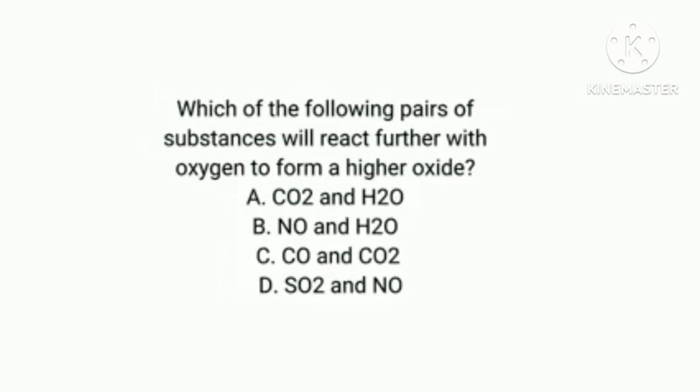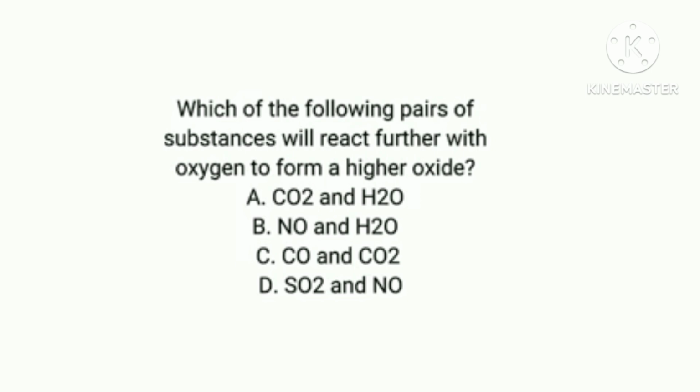Which of the following pairs of substances will react further with oxygen to form a higher oxide? Quite an interesting one. Which of the following pairs of substances will react further with oxygen to form a higher oxide? A will have carbon 4 oxide and water. B will have nitrogen 2 oxide and water. C will have carbon 2 oxide and carbon 4 oxide, and D will have sulfur 4 oxide and nitrogen 2 oxide.